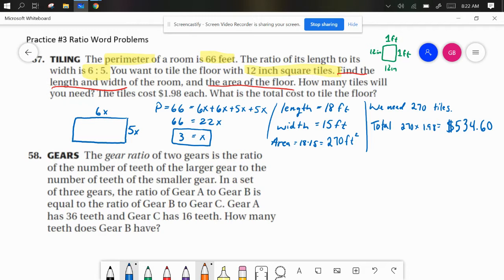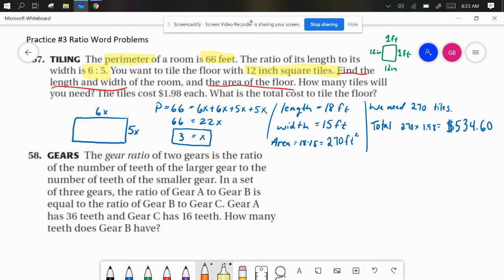All right, 58. The gear ratio of two gears is the ratio of the number of teeth of the larger gear to the number of teeth of the smaller gear. In a set of three gears, the ratio of gear A to gear B is equal to the ratio of gear B to gear C. Gear A has 36 teeth, gear C has 16 teeth. How many teeth does gear B have?